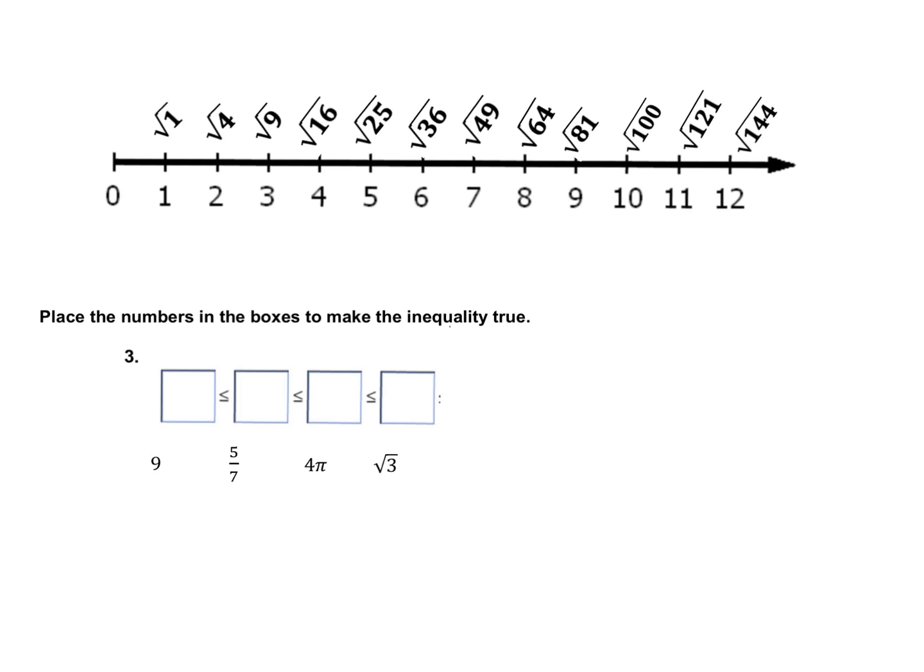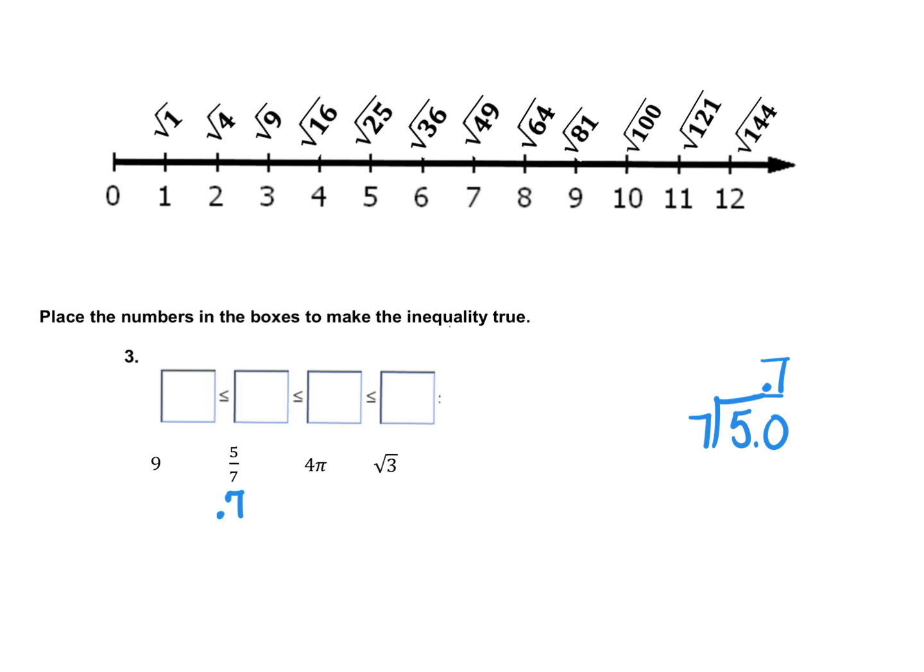All right, place the numbers in the boxes to make the inequality true. Again, we need to evaluate and see approximately what these values are. So let's look at the number 9. Number 9, we're good. That's just a whole number. 5 all over 7. So 5 divided by 7. Let's just bring it out one decimal place. So 7 goes into 50 7 times, because 7 times 7 is 49. So the equivalent decimal would be about 0.7 for the 5 all over 7. Now we have 4 times pi.